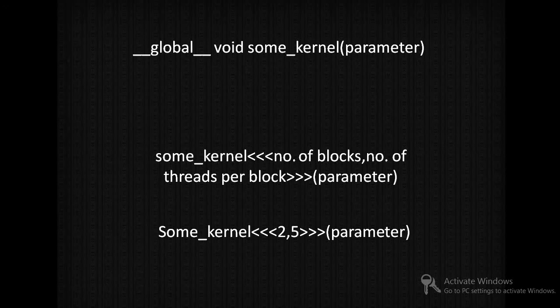How do we define a kernel? Let me tell you the definition. __global__ void someKernel. In the brackets we pass arguments, but a kernel cannot have a variable number of arguments. For invoking a kernel, we use the triple chevron, in which we pass the number of blocks and the number of threads per block. For example, when we call someKernel<<<2, 5>>>, it would be launched in 2 blocks, each of them with 5 threads.